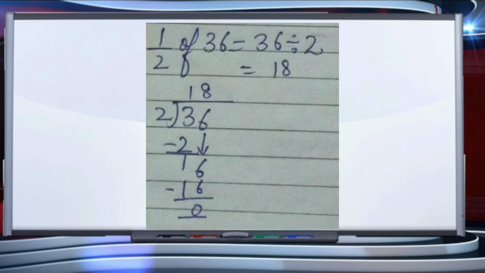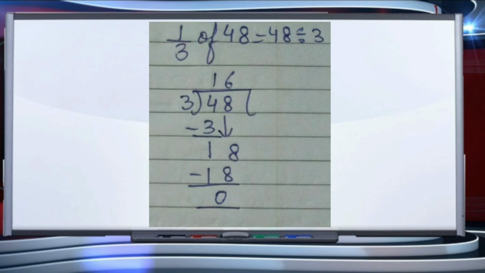Next is 1 by 2 of 36. 1 by 2 of 36 means divide 36 by 2. Now 36 is the dividend inside the bracket. 2 is the divisor outside the bracket. 2 ones are 2. 3 minus 2 will be equal to 1. And bring 6 down. 2 eights are 16. 16 minus 16 will be equal to 0. That is, 1 half of 36 is 18.